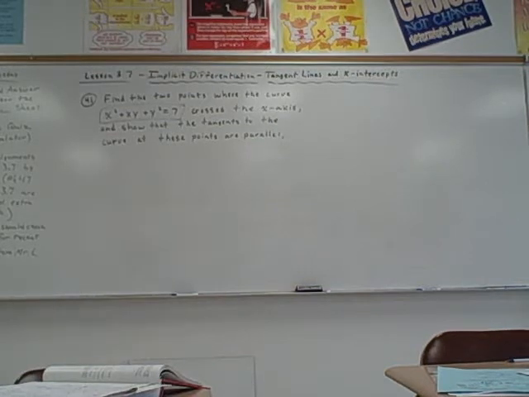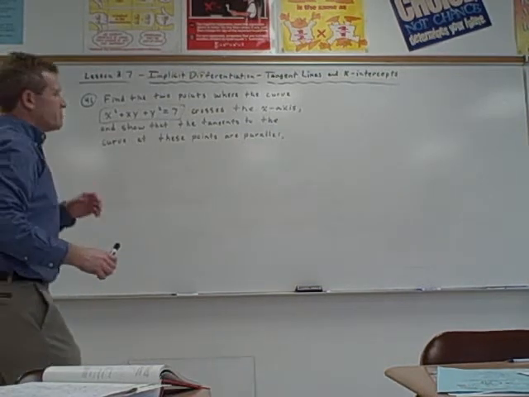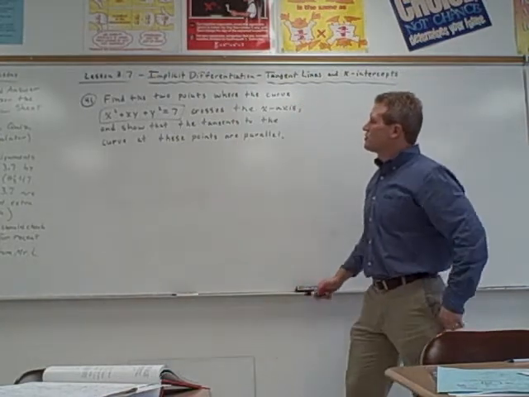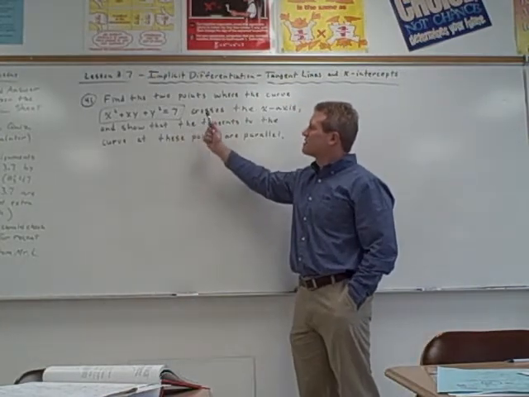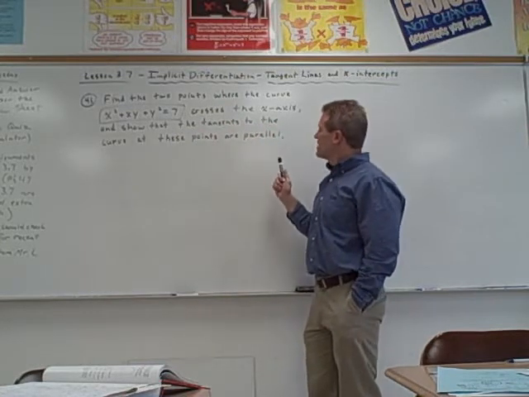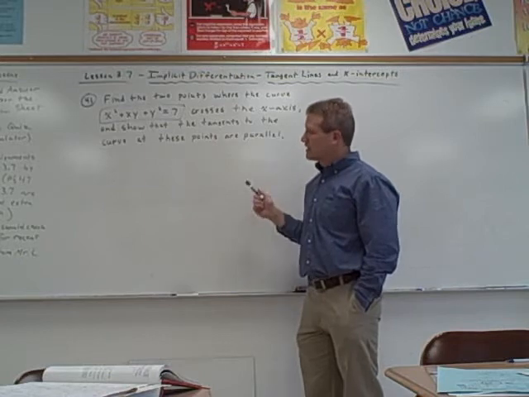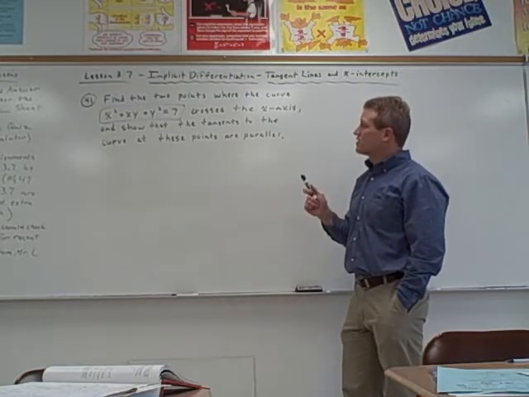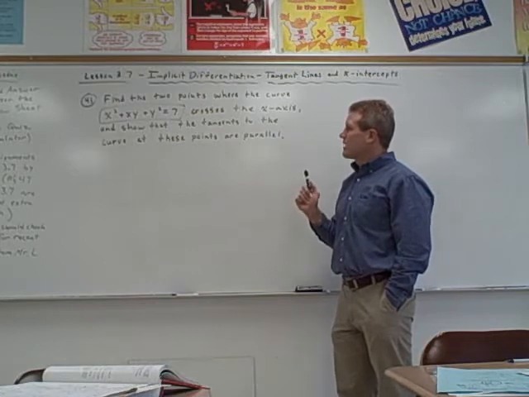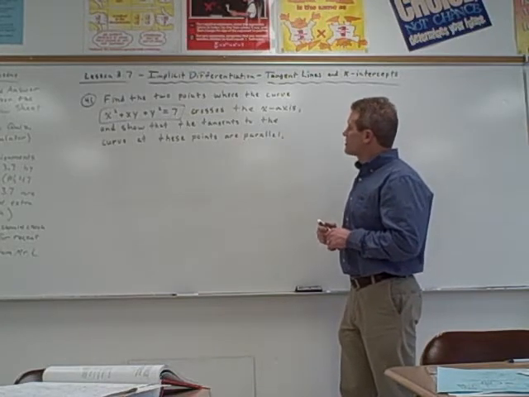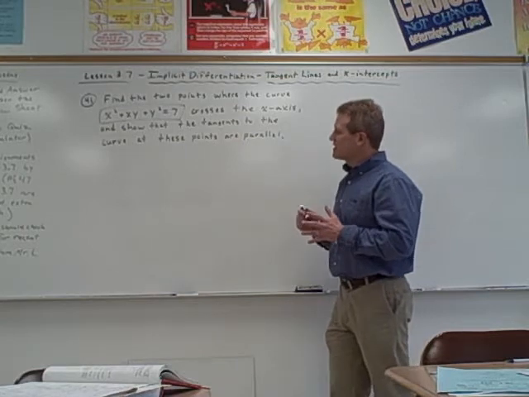All right, this is number 41 on lesson 3.7. Here's the problem. Find the 2 points where the curve x squared plus xy plus y squared equals 7 crosses the x-axis and show that the tangents to the curve at these points are parallel. And I believe it also asks you to find out what the slope of the tangent lines would be at those points. So the first thing is we have to find where the graph crosses the x-axis.